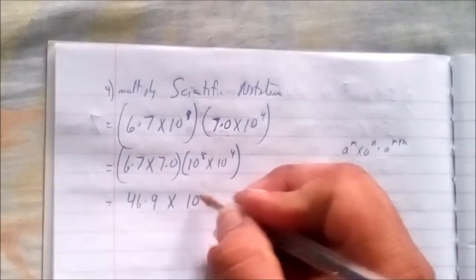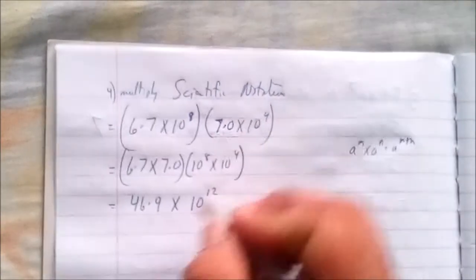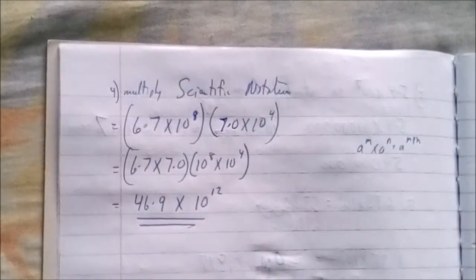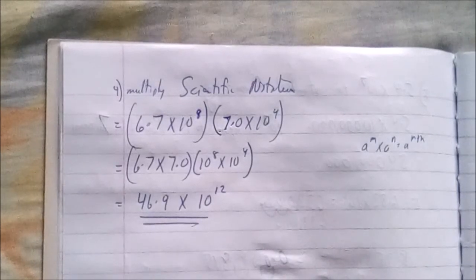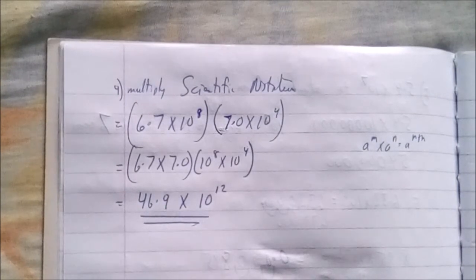You put 10^8 plus 4, which is 12. And that is your solution. Okay? So notice how we got our value. However, this is not scientific notation.